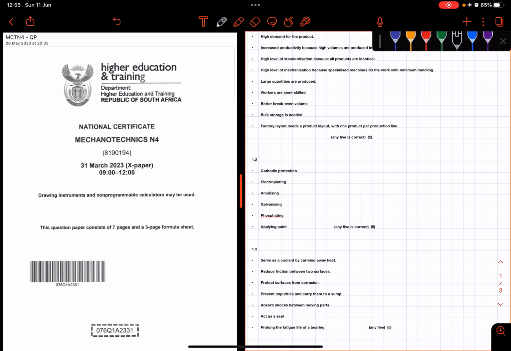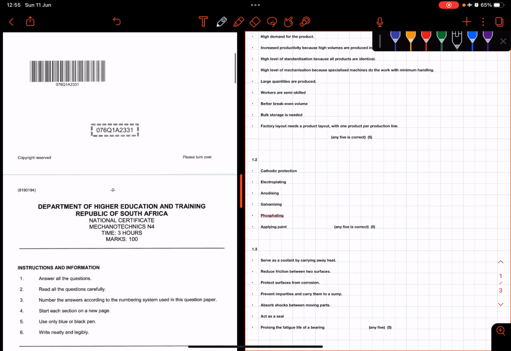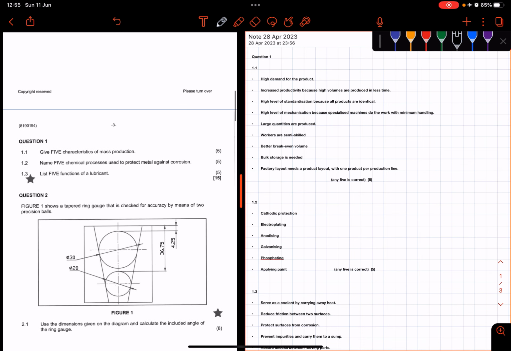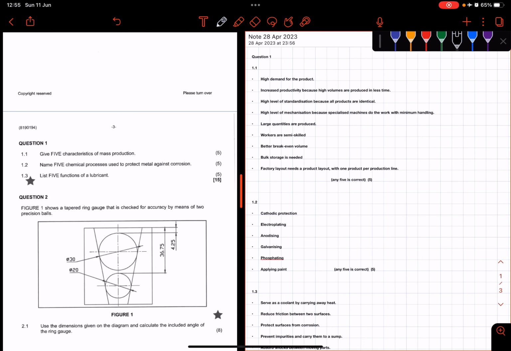Today we'll be looking at question 2 of the Mechanotechnics N4 exam that was written on the 31st of March 2023. If you're interested in question 1, you can look at the answers I have for question 1 in conjunction with the sub-questions in question 1.